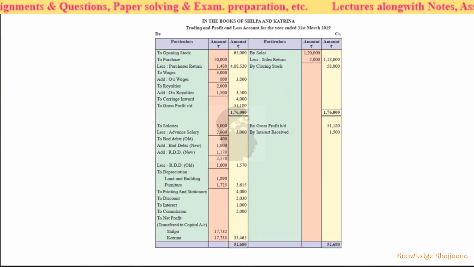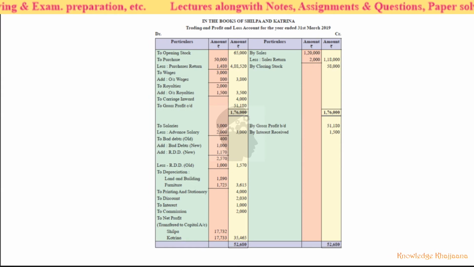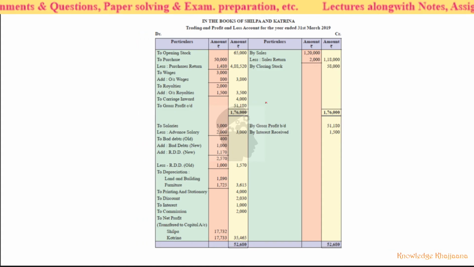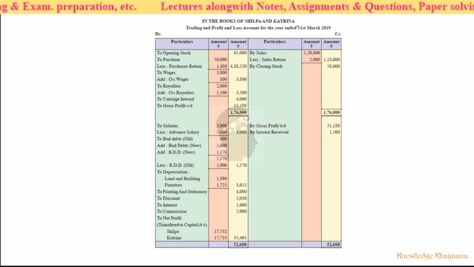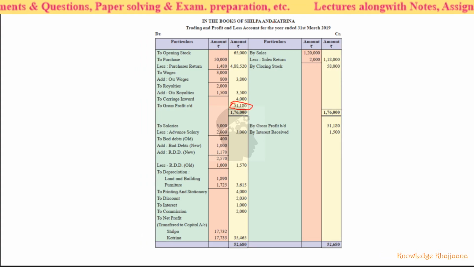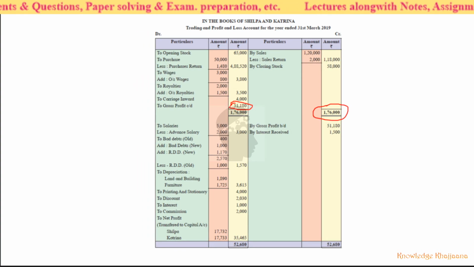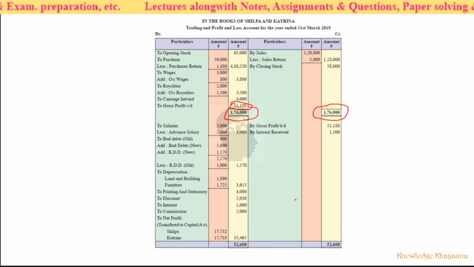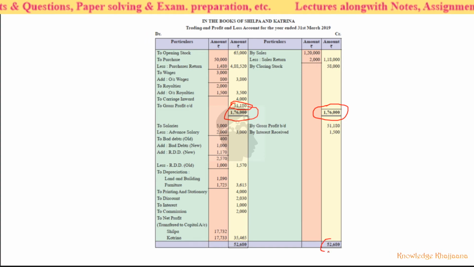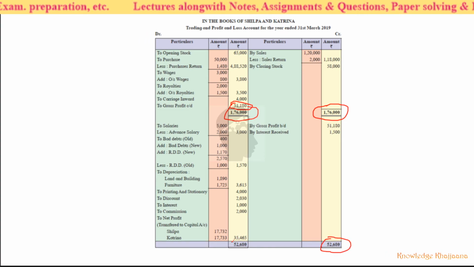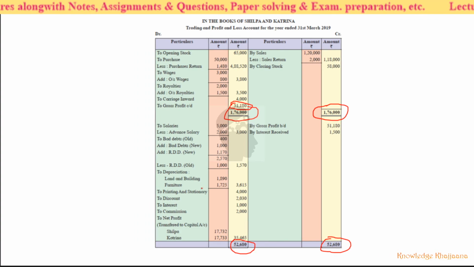Now let's see, whatever we have solved is exactly matching with the solution given in the book. Let's see. Our gross profit was rupees 51,180 and here it is the same, rupees 51,180 as it is solved in the book. Our total of the trading account was rupees 1,76,000 and here it is the same, 1,76,000. The total of the profit and loss account, our total was rupees 52,680 and here it is the same, rupees 52,680. How do we calculate it?